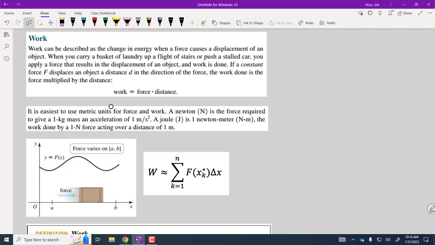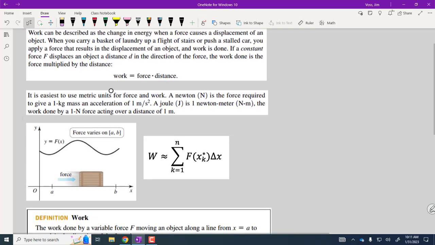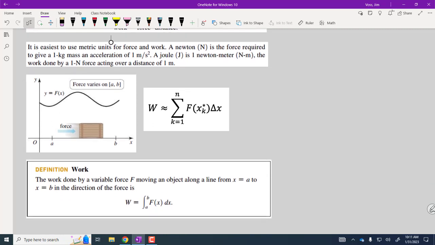So if we are in the other system, the imperial system, and force is given in pounds and distance is given in feet, sometimes people say foot-pounds, sometimes they say pound-feet, whatever. Doesn't matter. One of those ways. Okay, so again, if force and distance are constant, simple. You just multiply the two together.